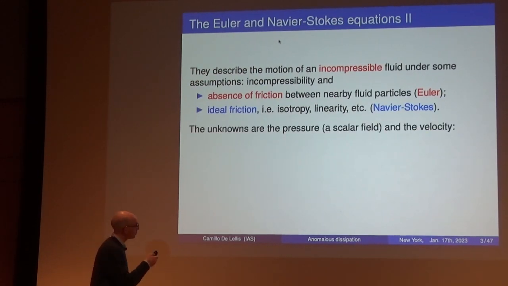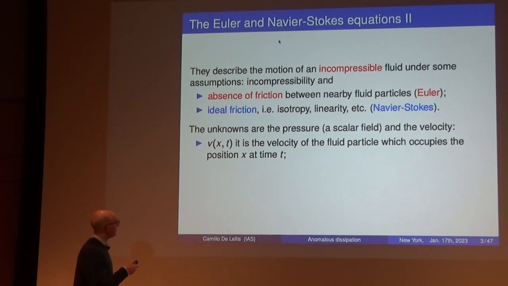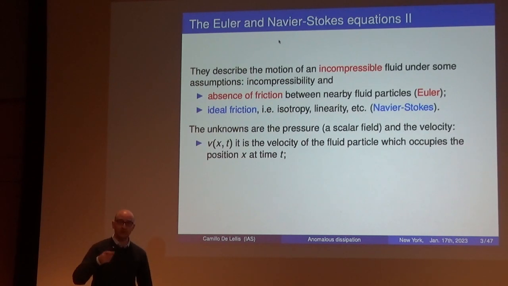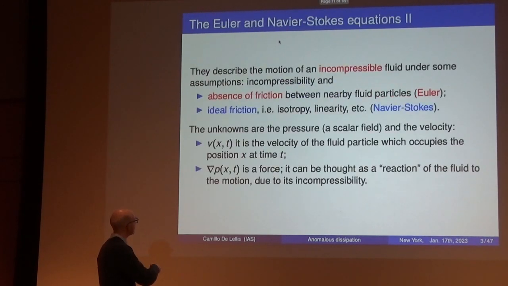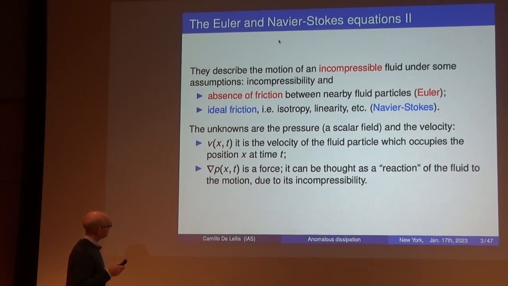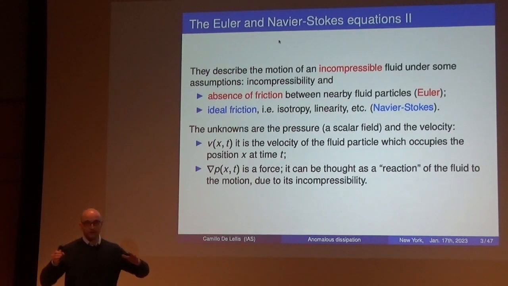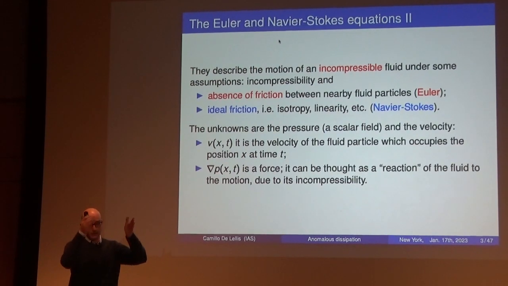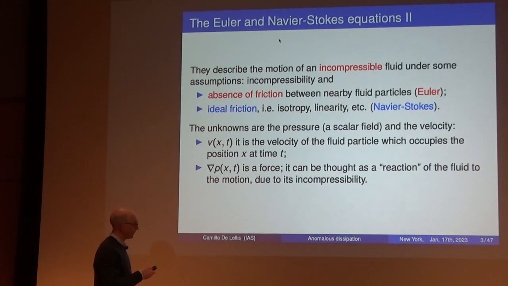So the unknowns are the pressure, the function which I denoted by P, and the velocity. The velocity V at point X and time T tells you what is the speed of a fluid particle which is occupying the position X at time T. The pressure is a more complicated object. The gradient of the pressure is a force, and you can think about it as a reaction of the fluid to the motion. There's a certain amount of fluid which is trying to move in a certain space, but that space is occupied by some other fluid. And since you're incompressible, that is a reaction from what is occupying that space. And that is encoded in this gradient of P.